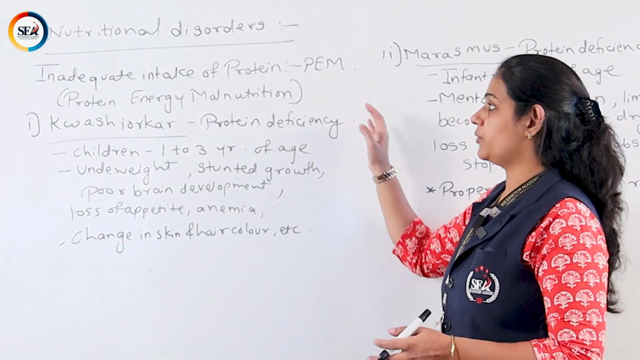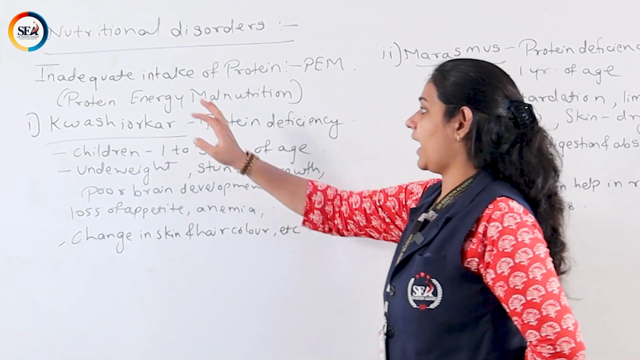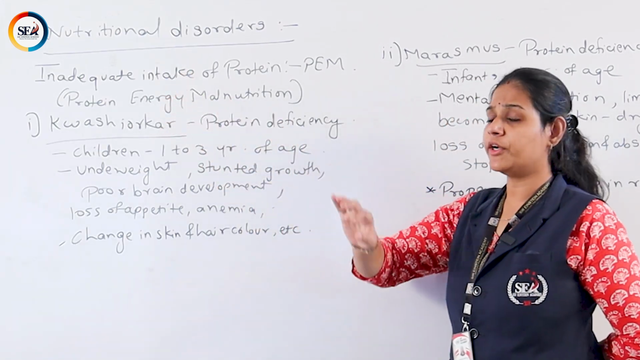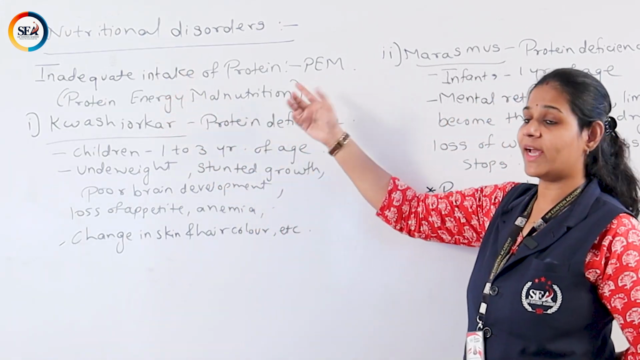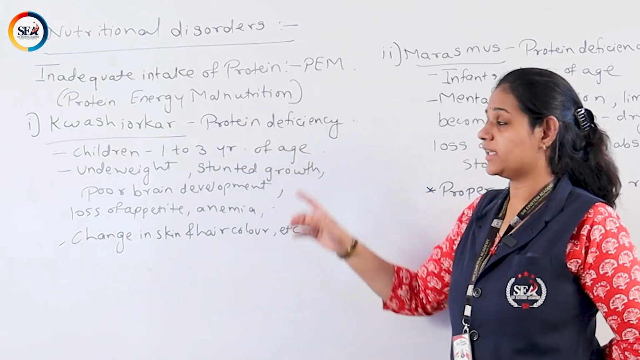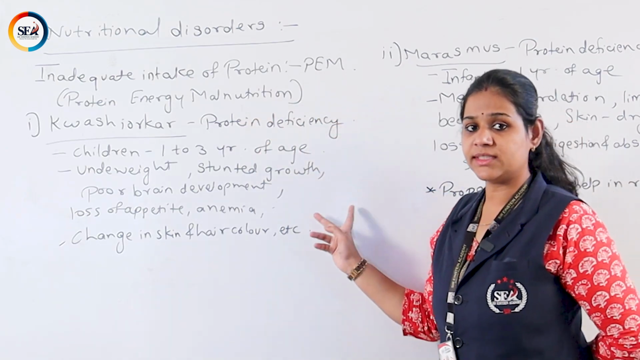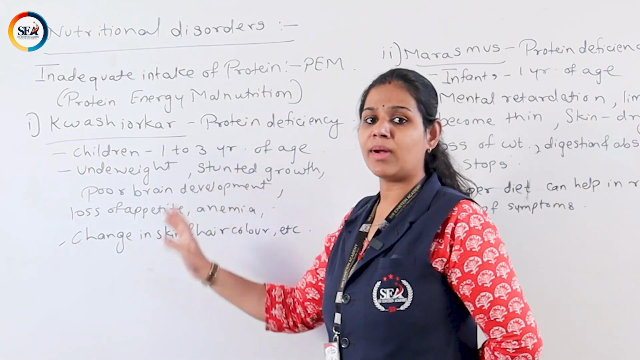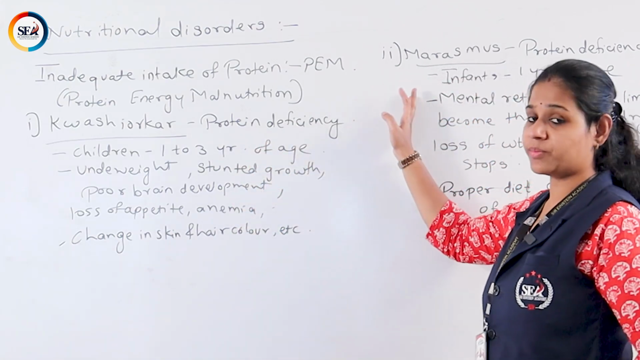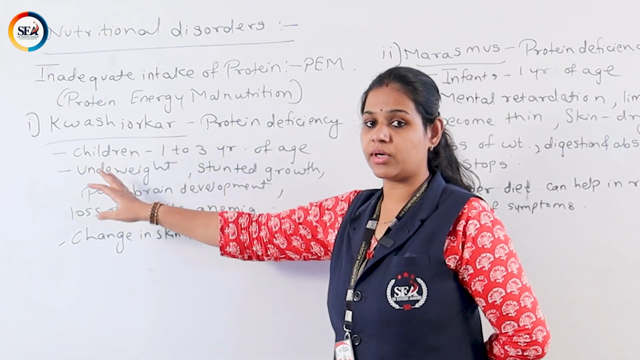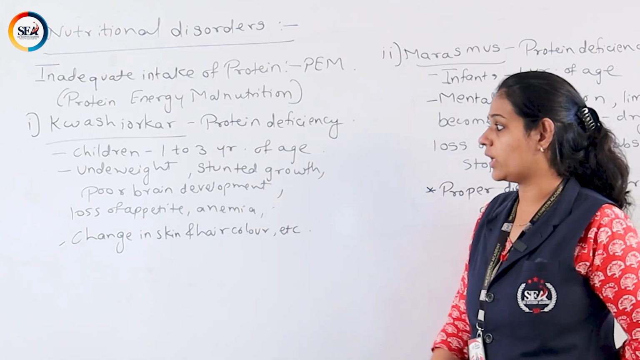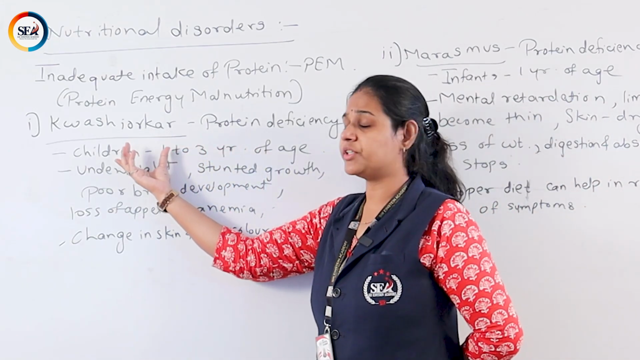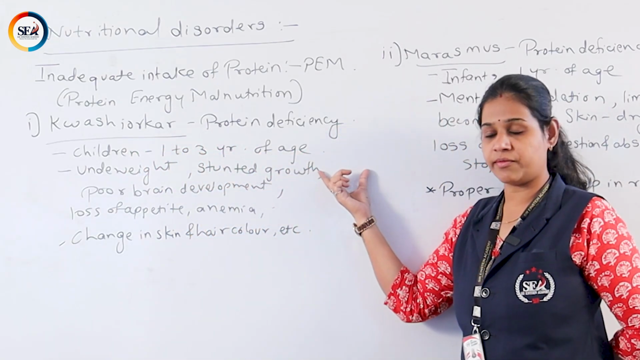The next point is nutritional disorder. If there is inadequate intake of protein, it will result in protein deficiency, which is also called protein energy malnutrition, that is PEM. The two diseases associated with protein malnutrition are kwashiorkor and marasmus. What are the symptoms of kwashiorkor? This is a protein deficiency disorder which usually affects children of 1 to 3 years of age.